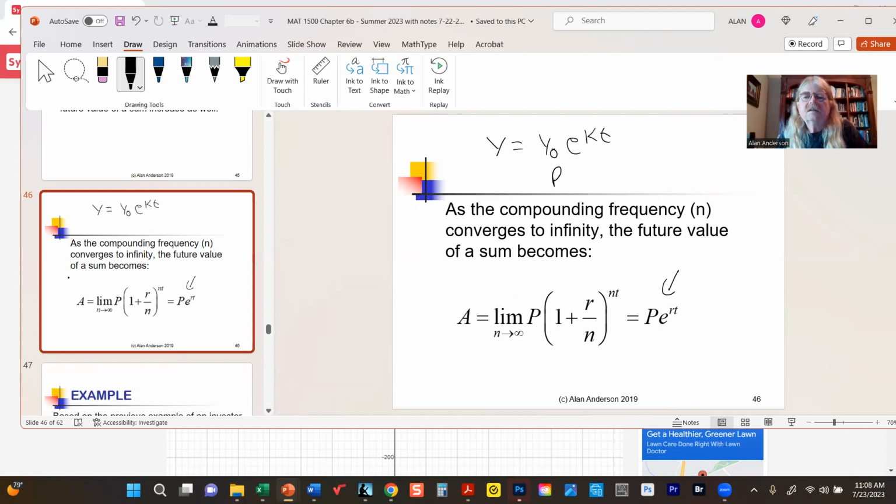Okay, well, that's what we have here. It's actually A now, though. So when interest is compounded continuously, meaning an infinite number of times per year, then the balance in our account will grow at an exponential rate.